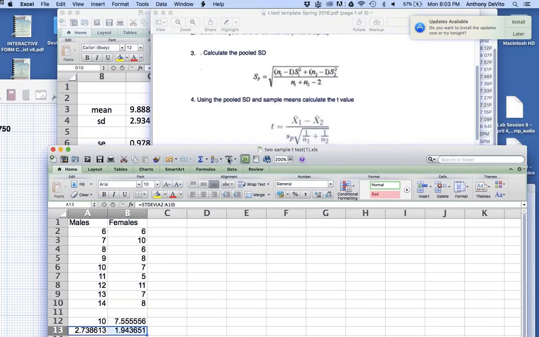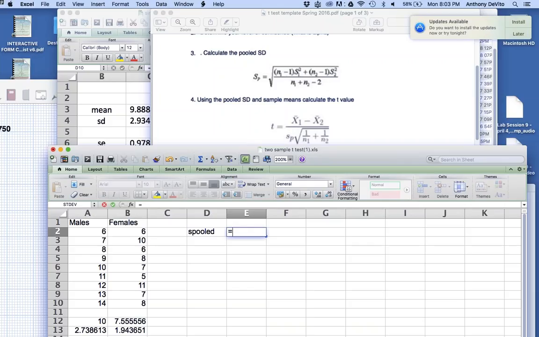First, I want to calculate the pooled standard deviation. What is the pooled standard deviation going to be equal to? It's going to be equal to the square root. I'm going to see if I can do this. I'm going to fly without a net and try to do it all in one fell swoop. Okay, you don't have to do that. You could do it in separate cells and put it all together.